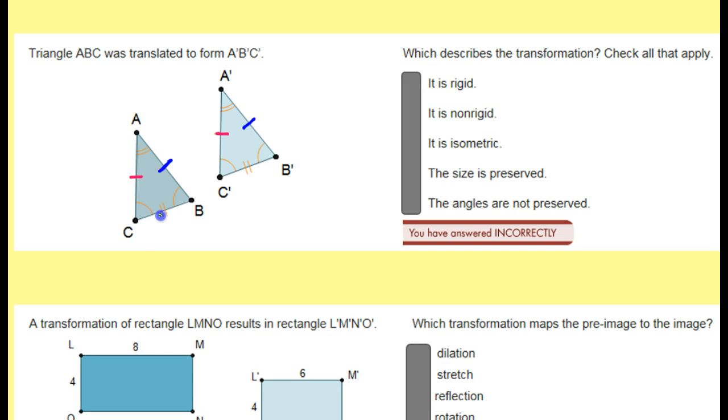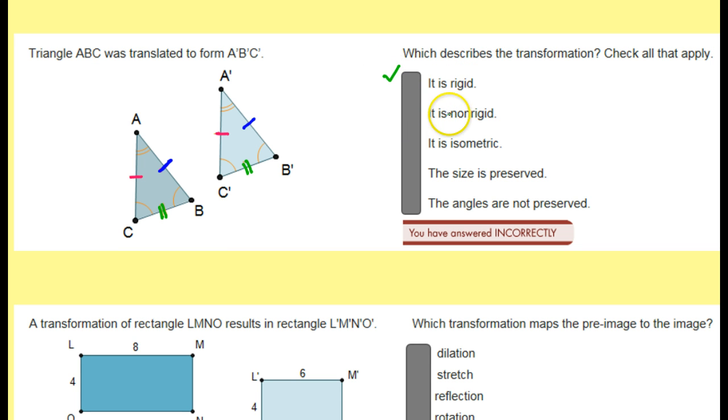And then looking at CB and C prime B prime, we have a double mark and a double mark. That means those are the same lengths. And similarly, the angles are all marked the same. A is marked the same as A prime, C is marked the same as C prime, and B is marked the same as B prime. So all of the corresponding sides and angles are equal in measure. So that means this is definitely rigid.